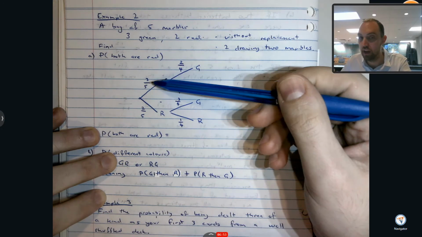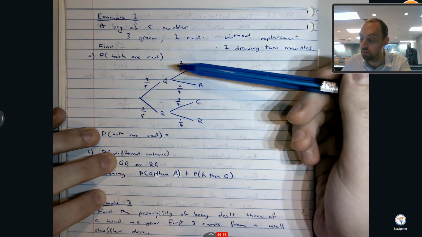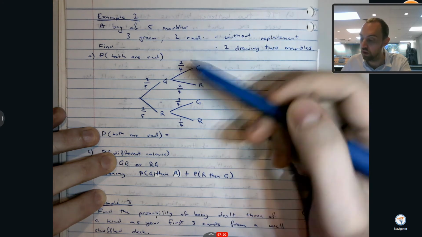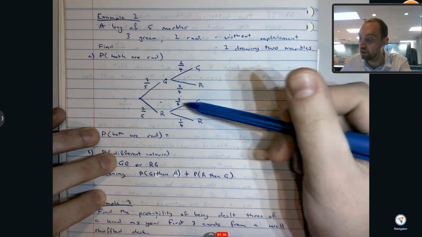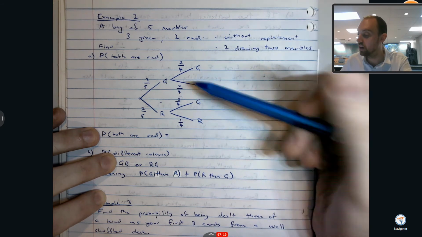Notice that 3 out of 5 and 2 out of 5 add together to make a total probability of 1. 2 quarters and 2 quarters, probability of 1. 3 quarters and 1 quarter, again, probability of 1. So this is what I meant by each set of branches totals to 1.